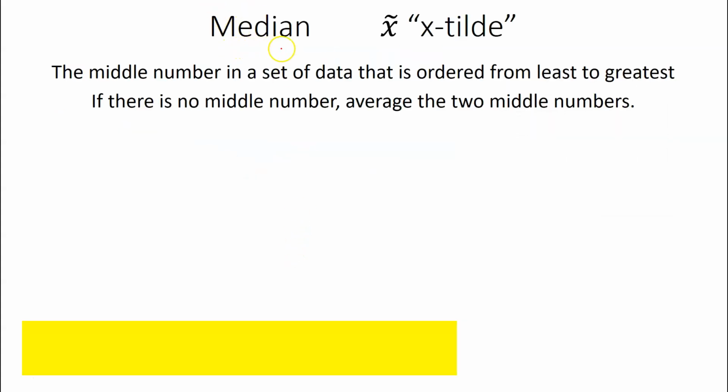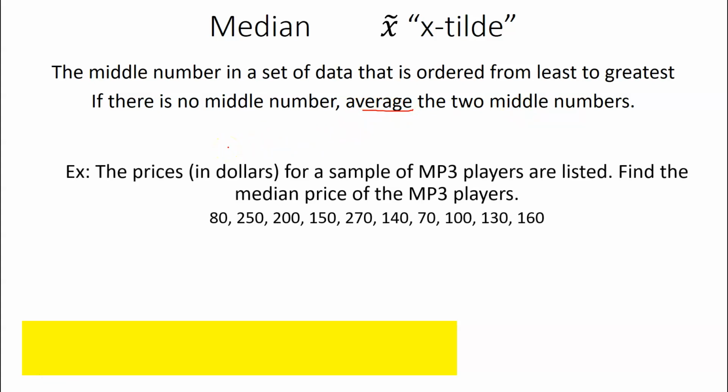The median is, this is pronounced x-tittle. It's got this little squiggly thing up there. It's pronounced x-tittle. It's the middle number in a set of data when it's ordered from least to greatest. And technically, I believe it should work from greatest to least, although everybody just does it from least to greatest. If there is no middle number, like the one I showed you before, then you have to average those 2 numbers that are closest to the middle.